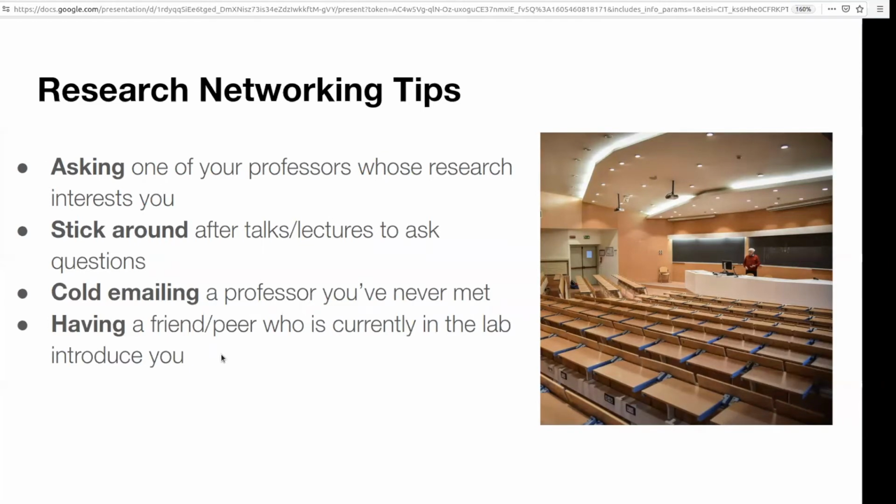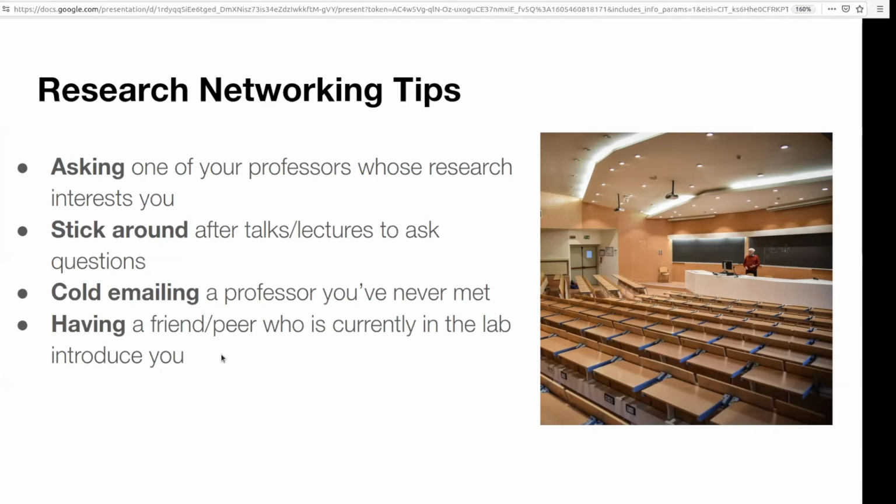Okay, so now for research networking tips. So you have found something that you're interested in, you see some research that you want to do. How do you go about and continue to execute that plan? Firstly, you should ask one of your professors whose research interests you.